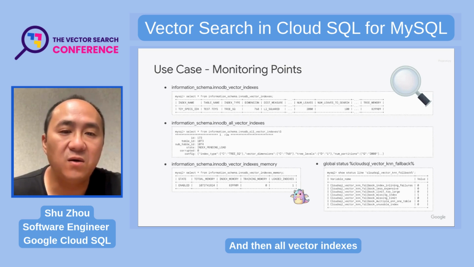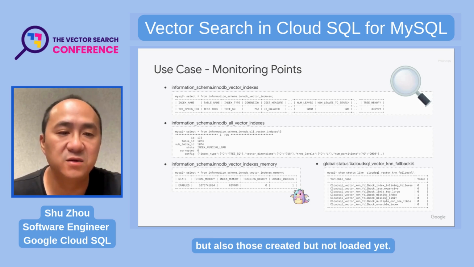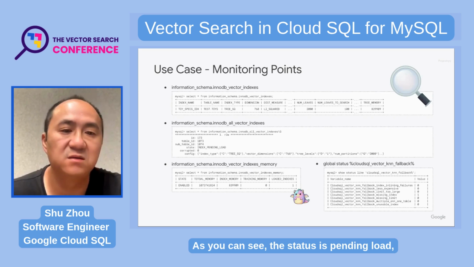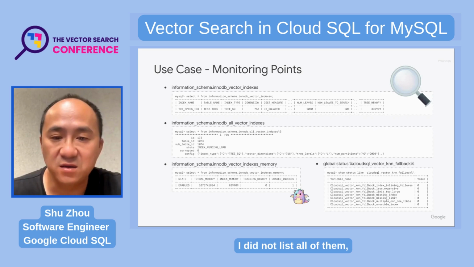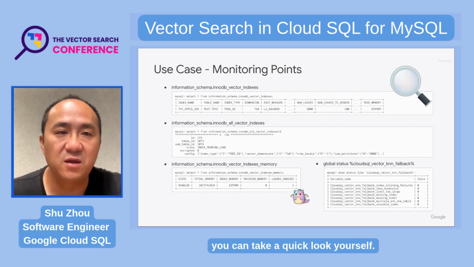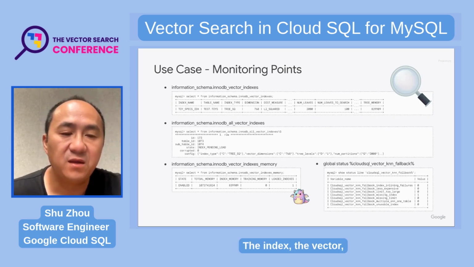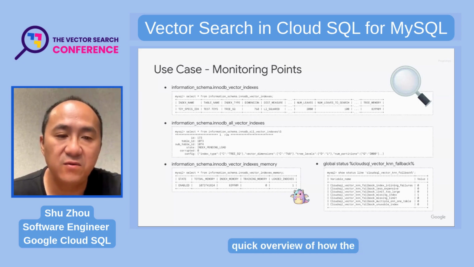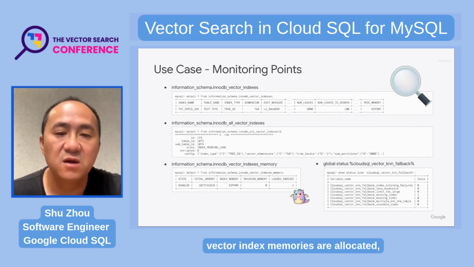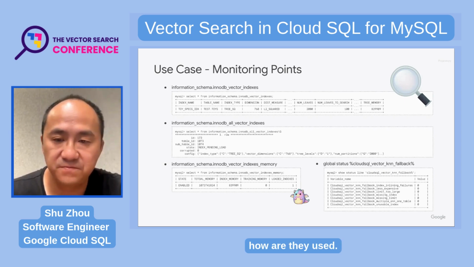And then all vector indexes has more details, not just the loaded indexes like above, but also those created but not loaded yet. As you can see, the status is pending load, and we have detailed configurations. I did not list all of them, but if you have a real index, you can take a quick look yourself. The InnoDB vector indexes memory view gives a quick overview of how the specified vector index memories are allocated and how they are used.